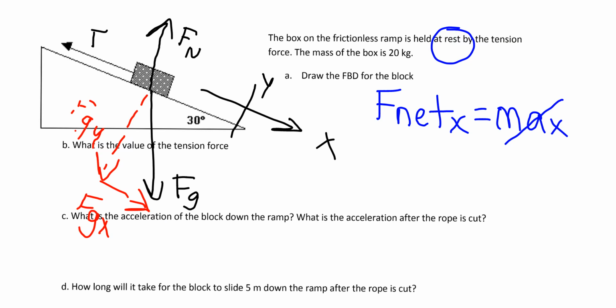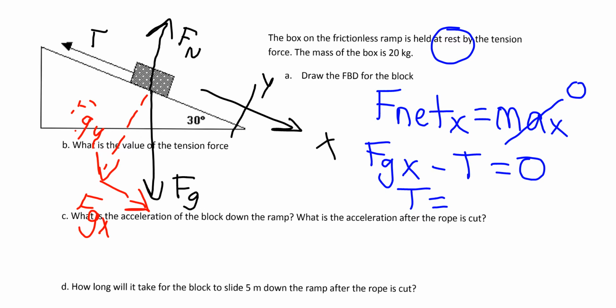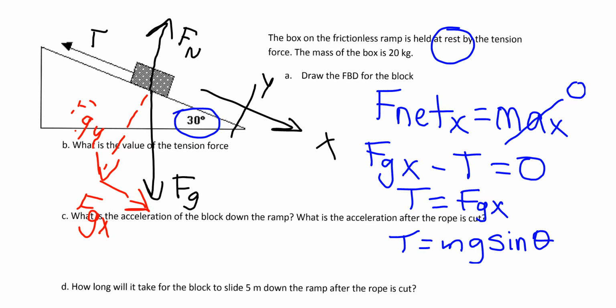So what forces are going down the ramp? Well, that is force of gravity in the x. Up the ramp is tension, and that equals 0. So tension equals force of gravity in the x. We talked about what makes you go down the ramp. That's the force of gravity in the x, which is mg sine of theta. And theta is this angle at the bottom of the ramp.